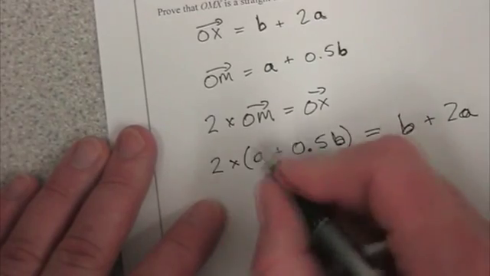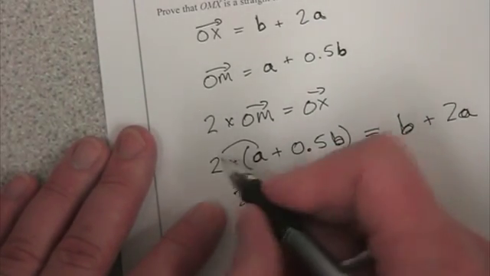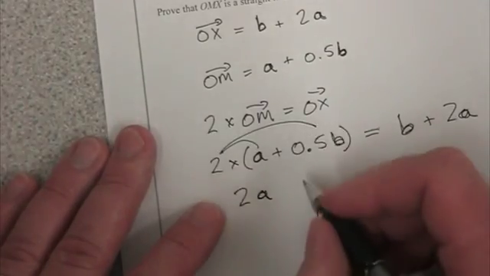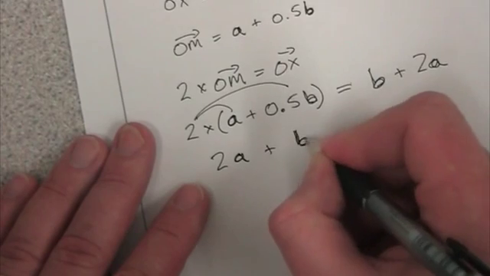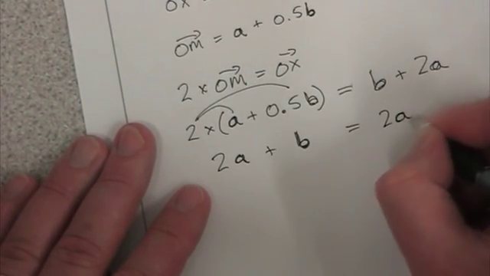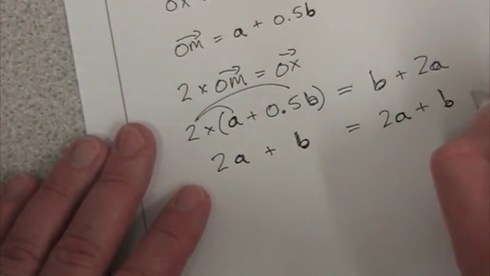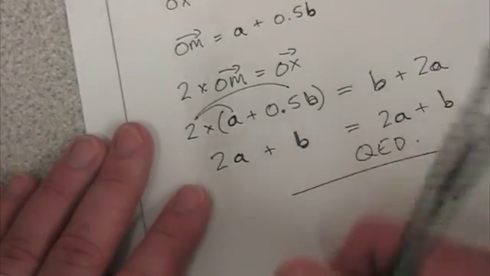2 lots. So expanding these brackets, 2 lots of A is 2A. And 2 lots of 0.5B is B. And that does equal, that's the same. I'll just rearrange it so it's 2A plus B. So I write QED, that is proved.